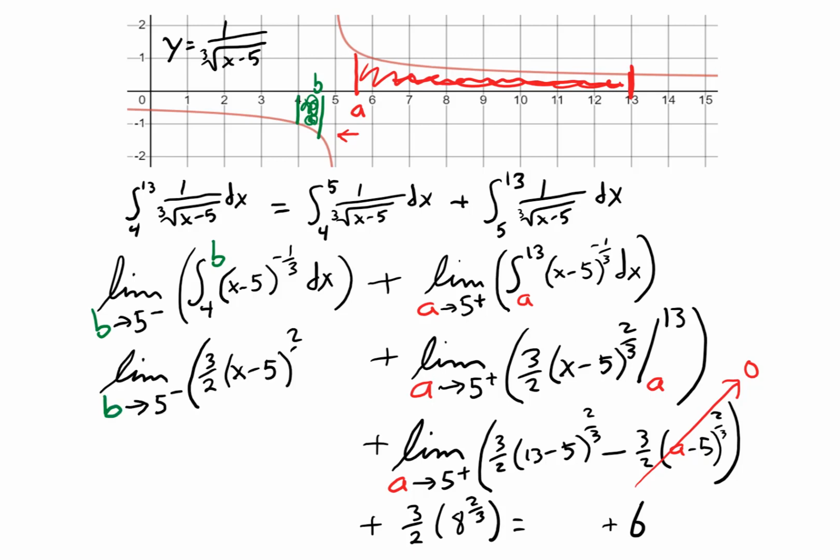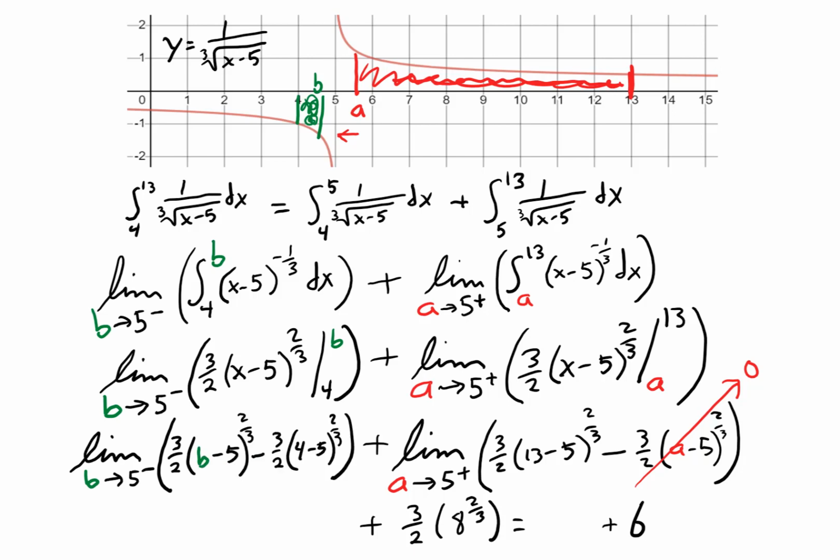The antiderivative is the same as before. We evaluate it from 4 to b and then consider what happens as b approaches 5 from the left. As b approaches 5, the quantity b minus 5 to the 2/3 power approaches 0. This leaves 0 minus 3/2 times negative 1 to the 2/3 power, which is negative 3/2.